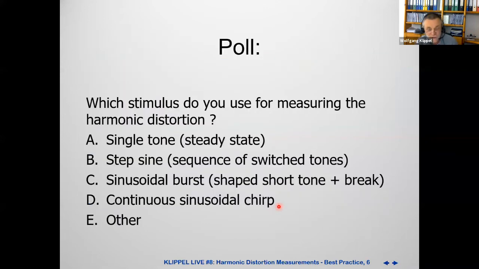Now we are coming to the first poll. Which stimulus do you use for the measurement of the harmonic distortion? So we have only one frequency, but we can apply the single frequency for a long time, so that we get a steady state condition. We call it single tone measurement. Or B, we have a stepped sine, a sequence of switched tones. So we have at a certain point a transient, and we ignore that, and we are waiting again, usually, that we get steady state condition.